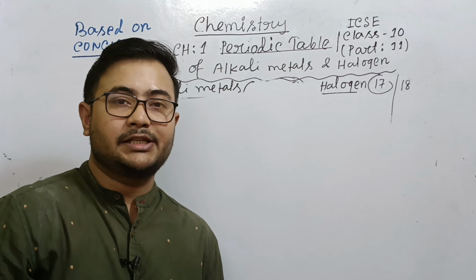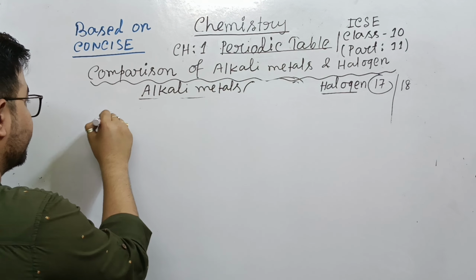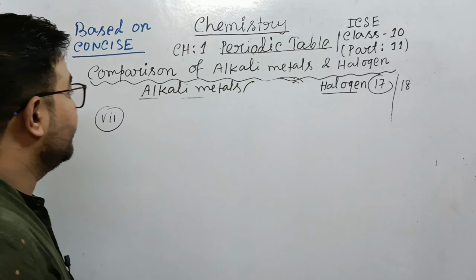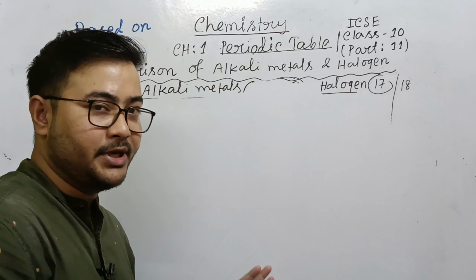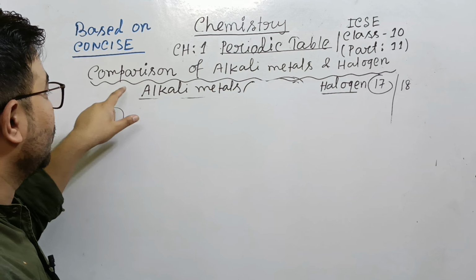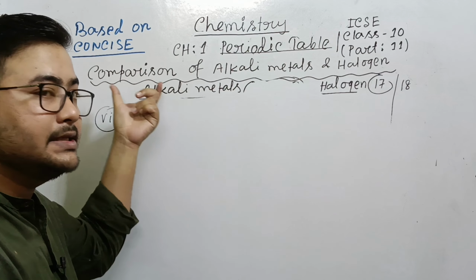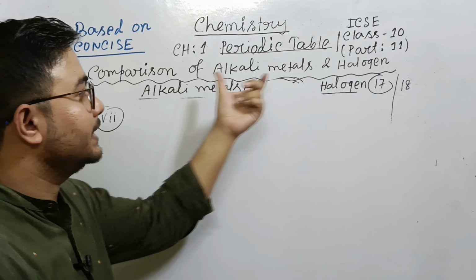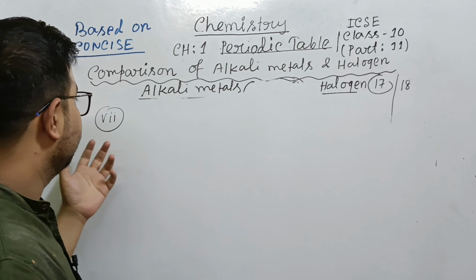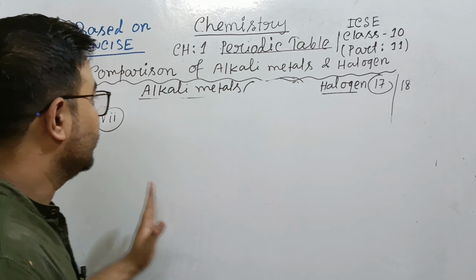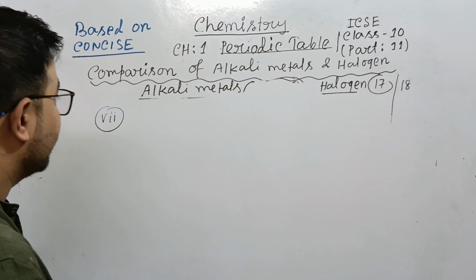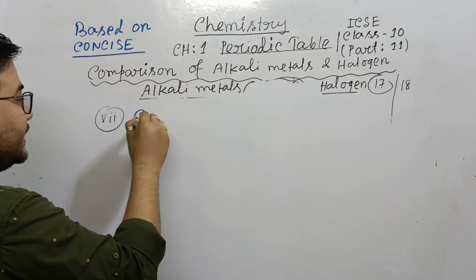Now our next point, that is point number 7. If you open the concise, you can see that I covered all the topics, all the points given in this series, comparison of alkali metals and halogens. Nine or ten points are given and I covered all of them. Look at the board, point 7 is reactivity.